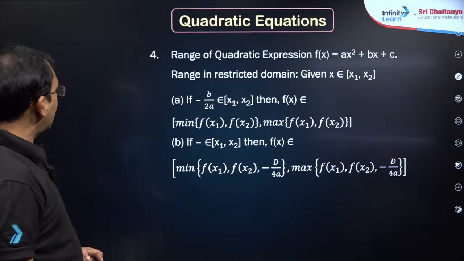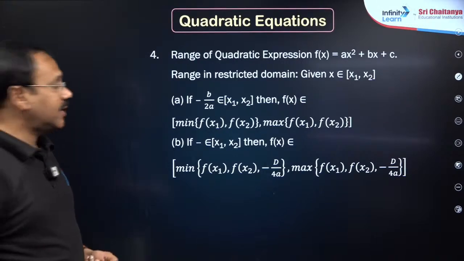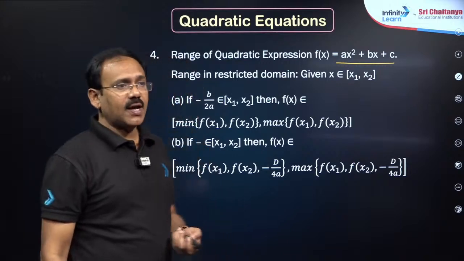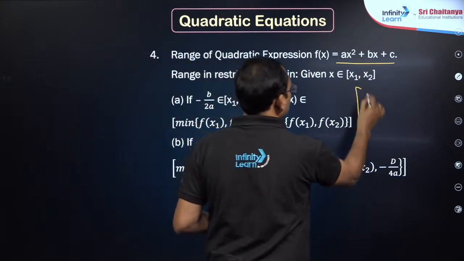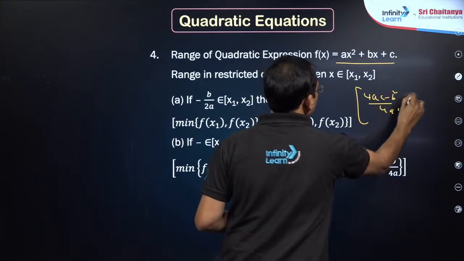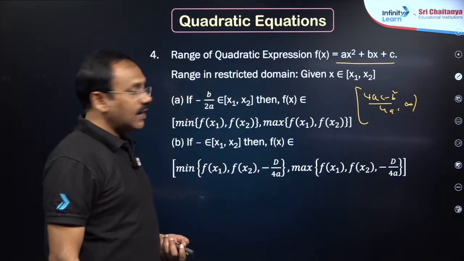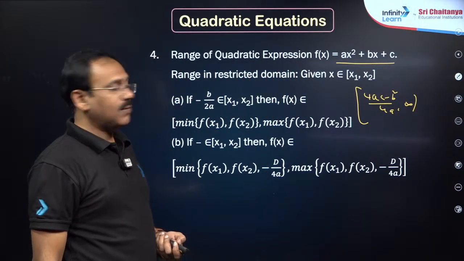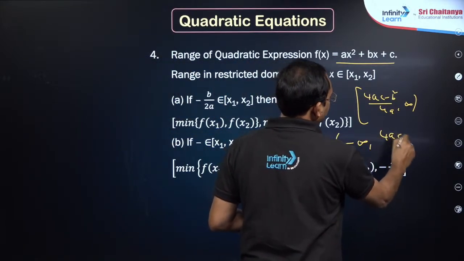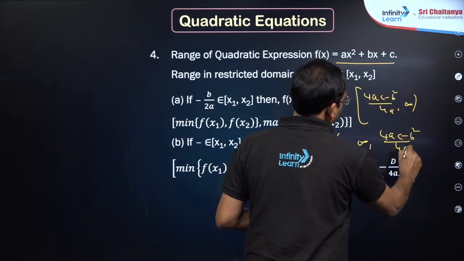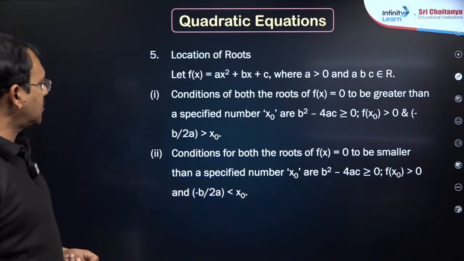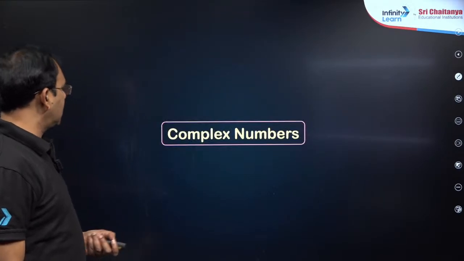The range of a quadratic expression ax square plus bx plus c: if a is positive, it is an upward parabola, the minimum value will be (4ac minus b square) by 4a, and the range goes to infinity, my dear friends. And if a is negative, it is a downward parabola, the minimum value is minus infinity, and the maximum is (4ac minus b square) by 4a. Next, dear students, location of the roots is a little higher.